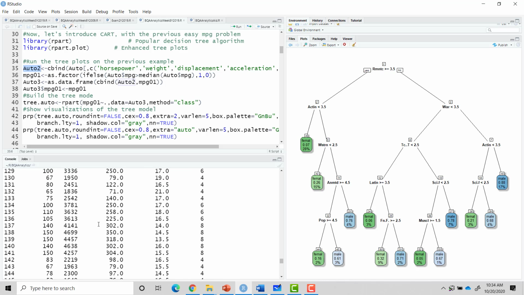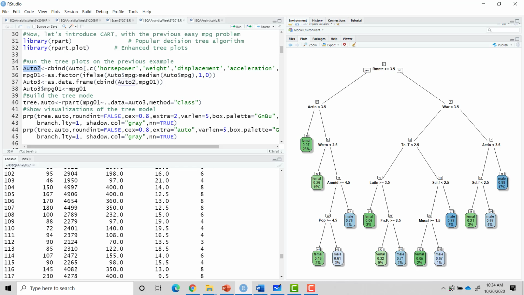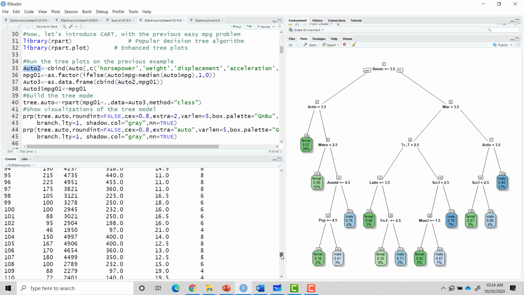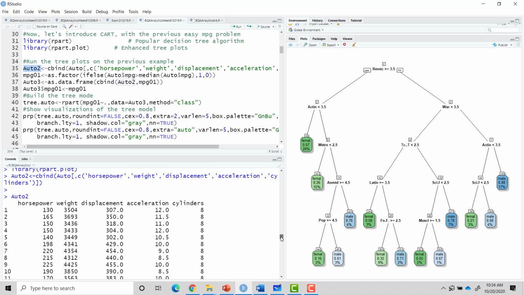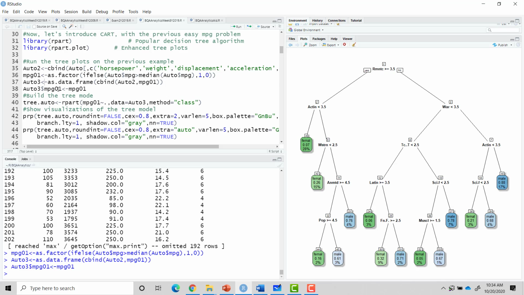And this is our auto data set from before. This was part of the ISLR, so we didn't have to load it in from a CSV. And we have horsepower, weight, displacement, acceleration, and cylinders. Again, the idea is we have our dependent variable. We basically make it into cars with fuel economy greater than the median, and cars with fuel economy less than the median, and we have that as our dependent variable.